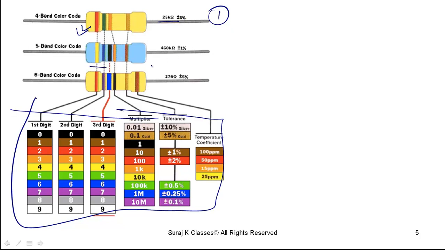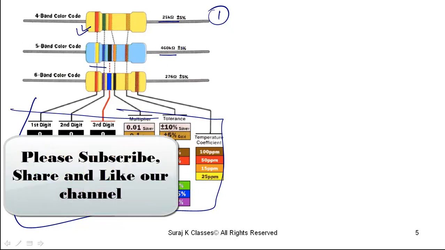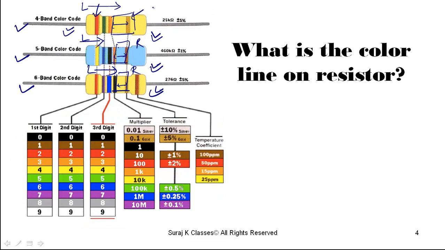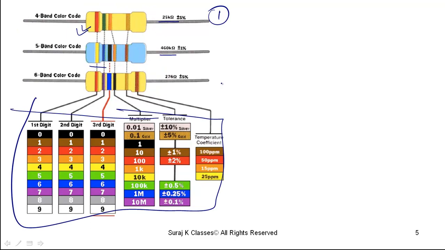For this 5-band resistor, this is 460 kilo ohm and plus minus 1% tolerance. Now how are these readings coming? The first difficulty that we had, how to read the resistor from left to right or right to left, is now clear. So now we all know that we are going to read the resistor from left to right, and why left to right, we have already discussed.